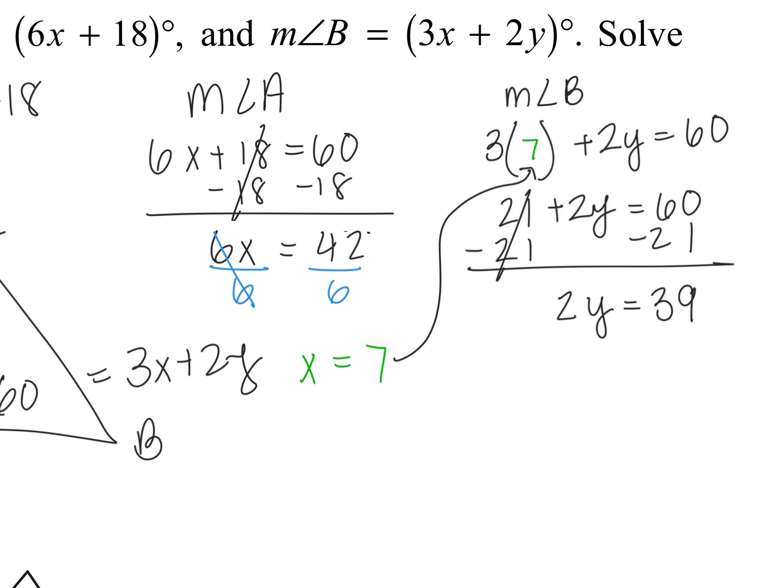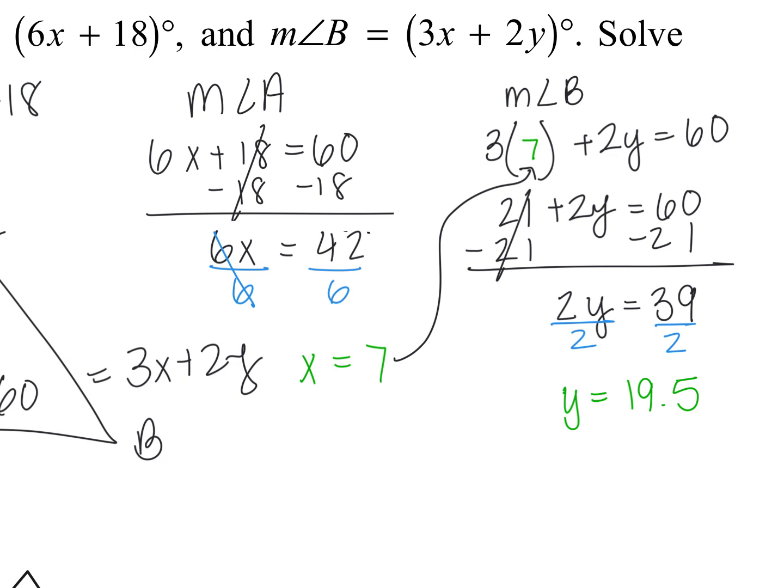I'm going to get 39. And then last is divide both sides by 2. Y is going to equal 19.5. Any questions on this one?